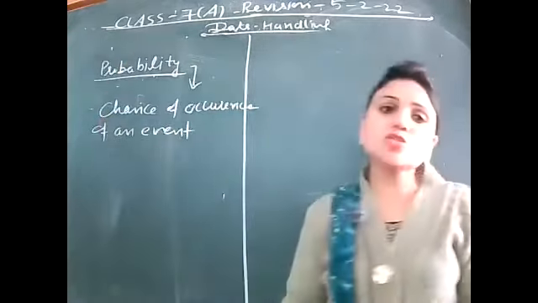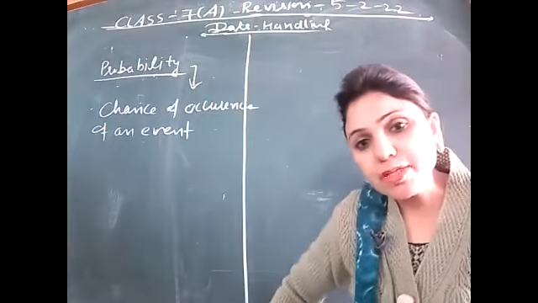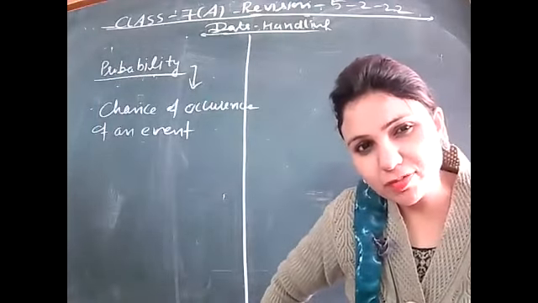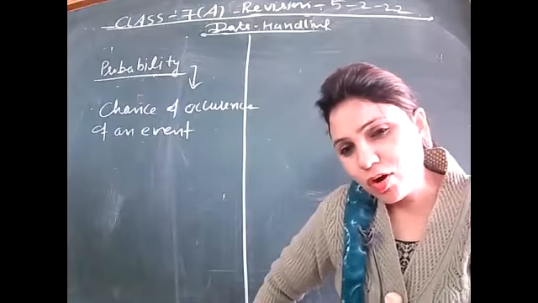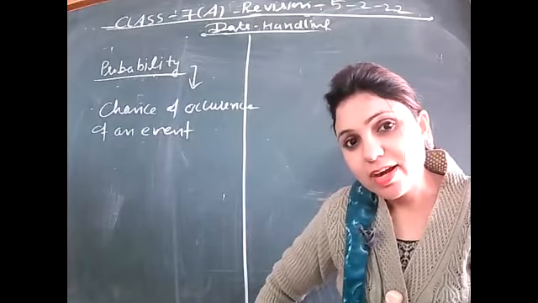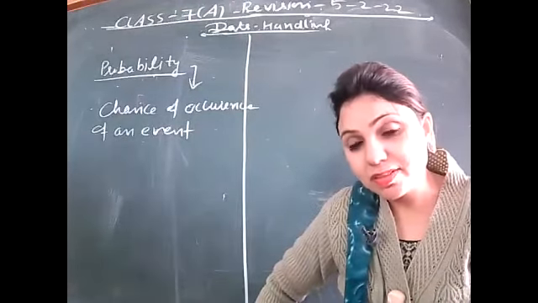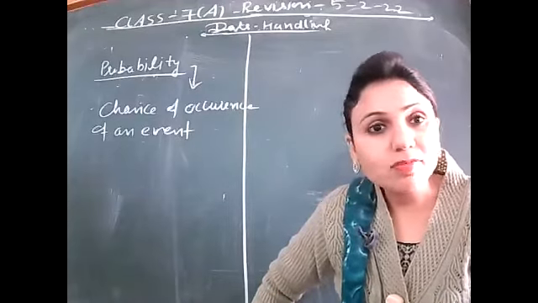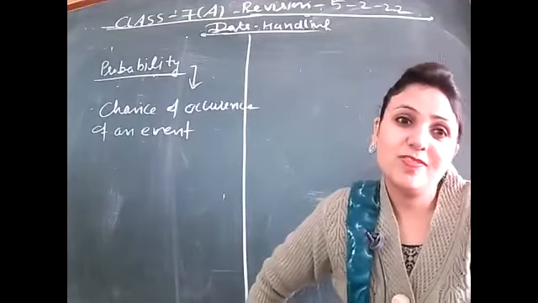Probability is chance of occurrence of an event. For example, Chitesh and Chehak are waiting that after the end of the periods, we'll go on the terrace and we'll start kite flying. And the probability may be like this. It may rain afterwards. Then what will you do?